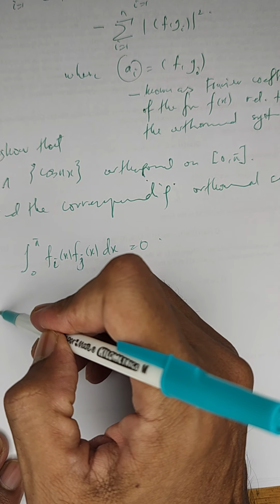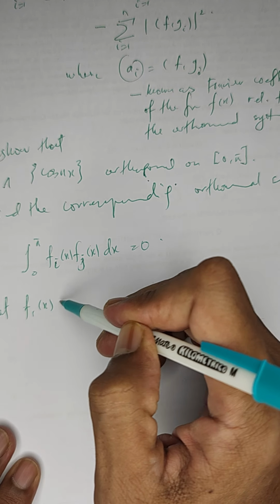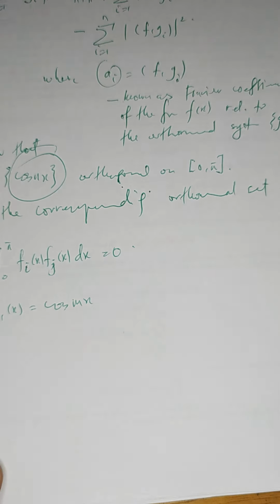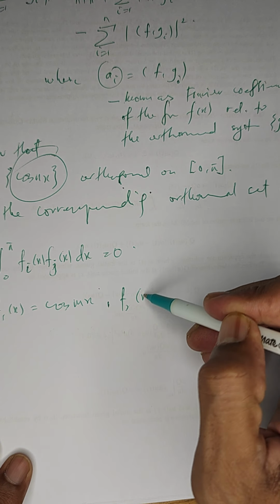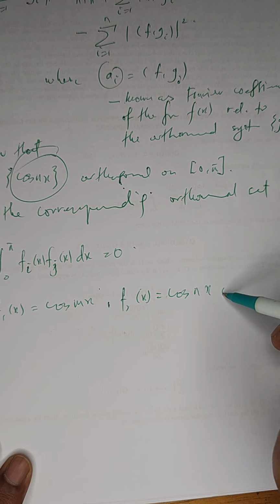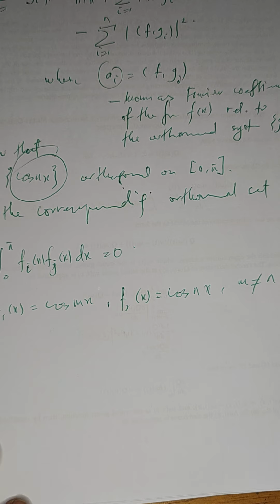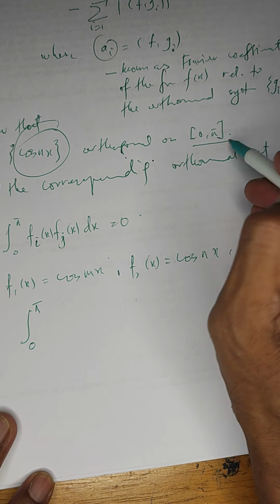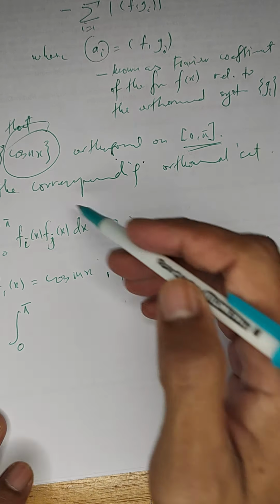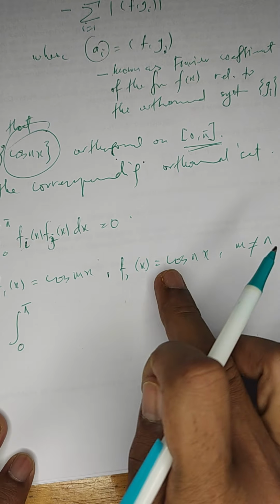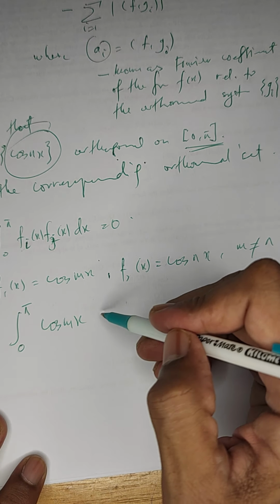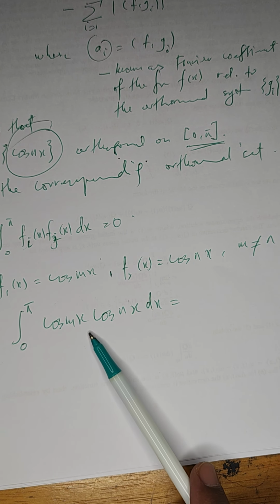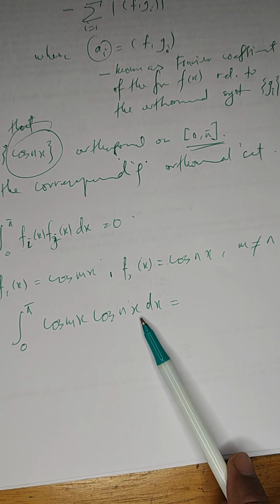So in order to do this, let's say f1(x) is cos mx. Use the definition. This is the set of functions given, and if you take f2(x) as cos nx for m different than n, then we apply that. We have 0 to pi, because the interval under consideration here is 0 to pi. So the integral from 0 to pi of f1 f2, so we have cos mx cos nx dx.